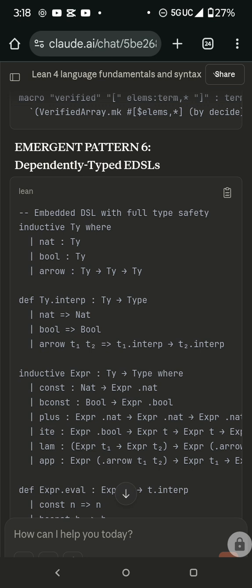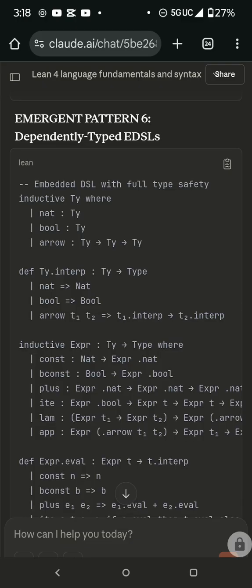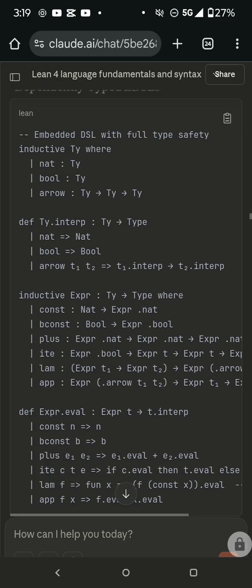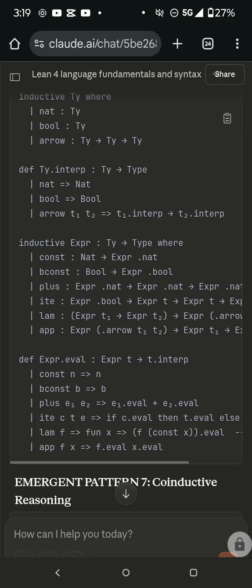Continuing. Emergent pattern 6, dependently typed EDSLs. Embed DSL with full type safety. Inductive, TY, where, and all is shown. You can explain each of these. I'm sure you could copy and paste how you said that. Explain fully like an educational textbook for the student who isn't familiar. Exactly the benefit and how we can do it and what it would mean for us and all that.